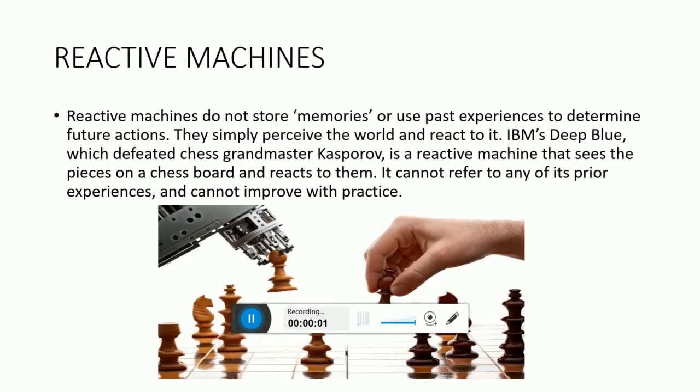Reactive machines. Reactive machines don't store any memory or use past experience to determine future actions. They simply process the input and react to it. For example, the Deep Blue machine, invented by IBM, defeated the chess champion Kasparov. The reactive machine sees the pieces on the chessboard and reacts to them. It cannot use any prior experience and cannot improve by its actions. So reactive machines cannot store any memory or use any past experiences.